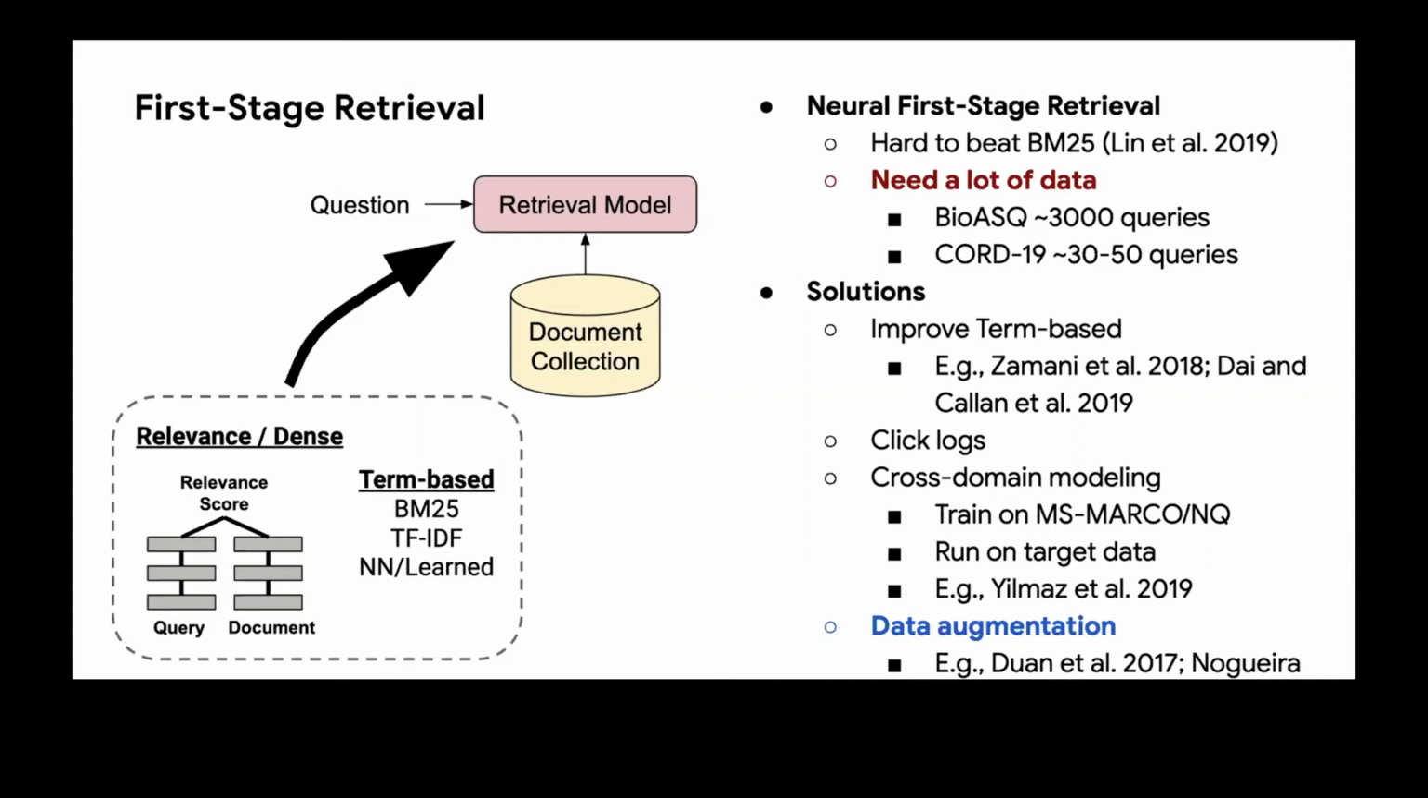One is to use the supervised data and neural models to improve term-based methods. Basically, instead of using unsupervised frequency-based approaches, learn term weights, use click logs or user interaction data when you have it. A very popular one is cross-domain modeling. So if we are building a model for a biomedical domain, instead of training on a small amount of biomedical data, train on MS Marco, Natural Questions, one of these large-scale general domain data sets, and then maybe fine-tune on a smaller amount of data.